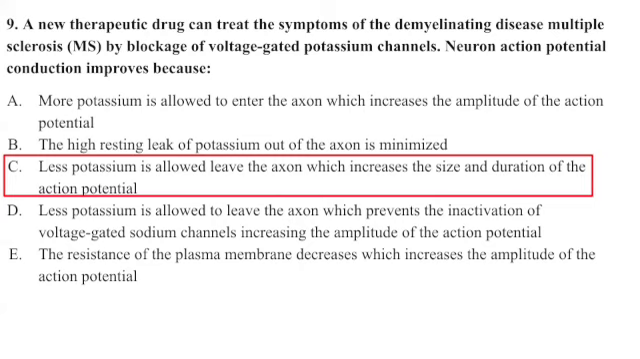So if we go through the other options, A is incorrect because the voltage-gated potassium channels increase membrane permeability to potassium and lead to potassium efflux, not influx. B is incorrect because the resting leak of potassium ions is regulated by non-gated potassium channels and not by voltage-gated potassium channels.